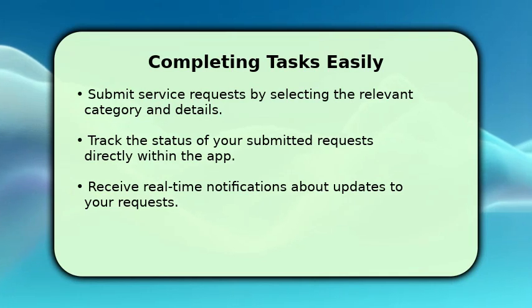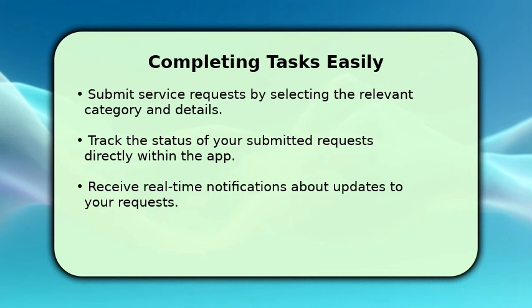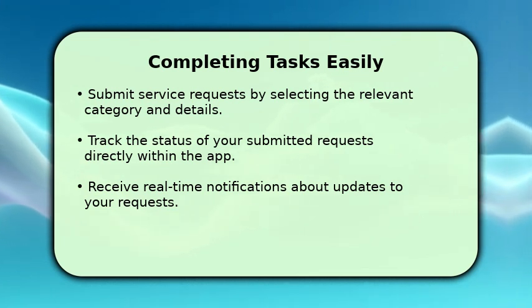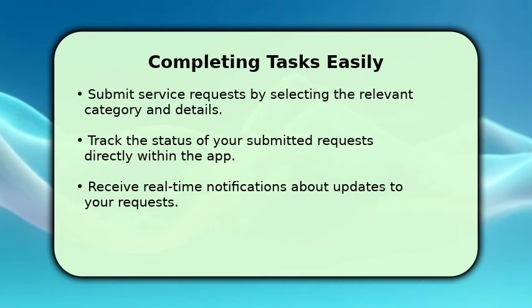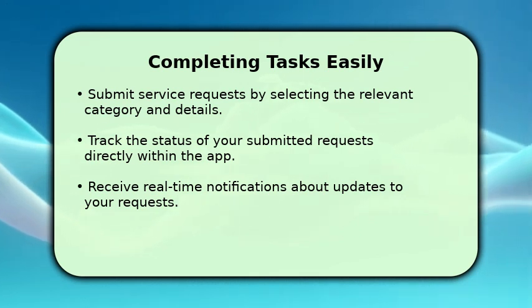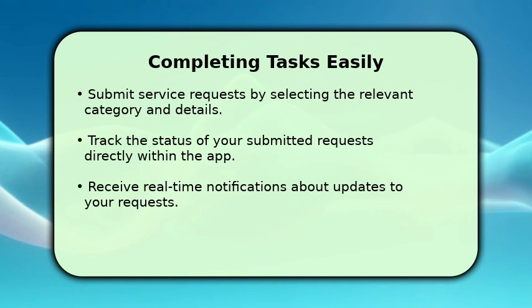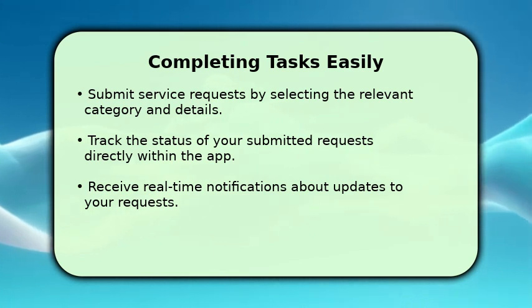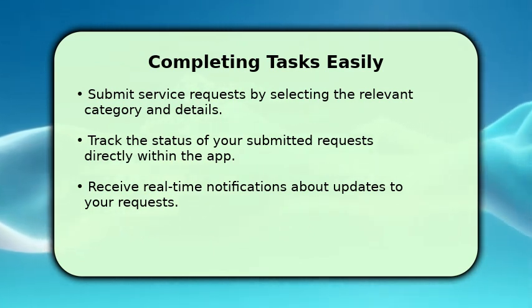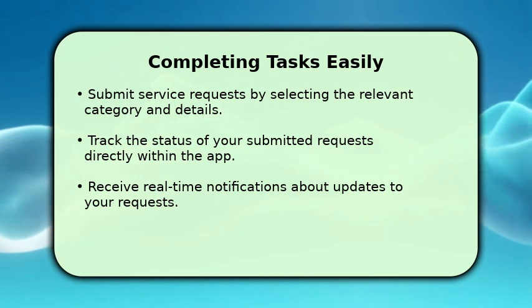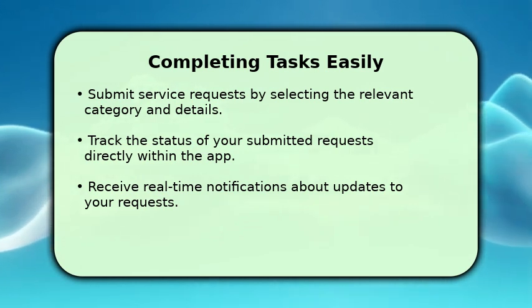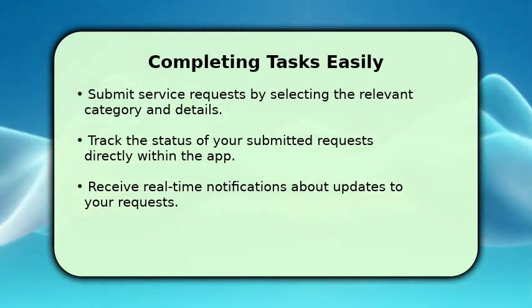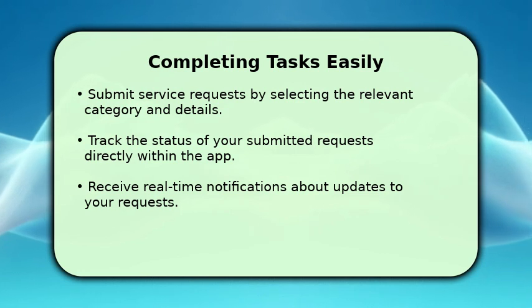The CityTouch app makes completing tasks straightforward. For example, to submit a service request, navigate to the Services section, choose the appropriate category, and fill in the required details. You can then easily track the progress of your request right from your dashboard. The app will also send you real-time notifications, keeping you informed about any updates or changes to your submissions.